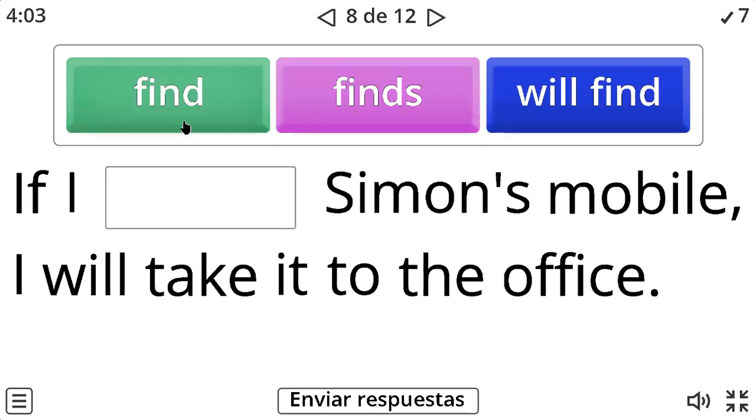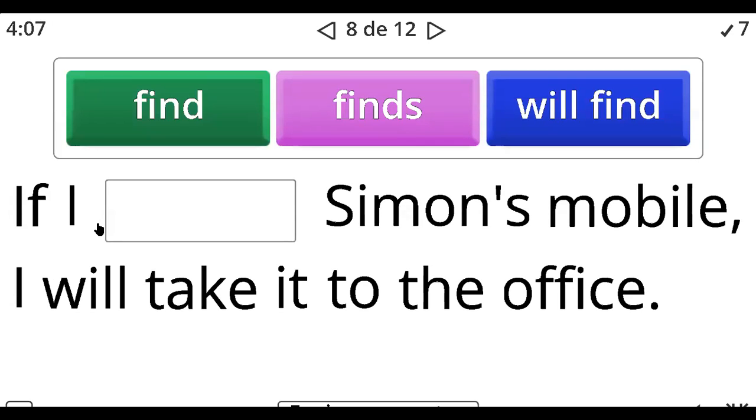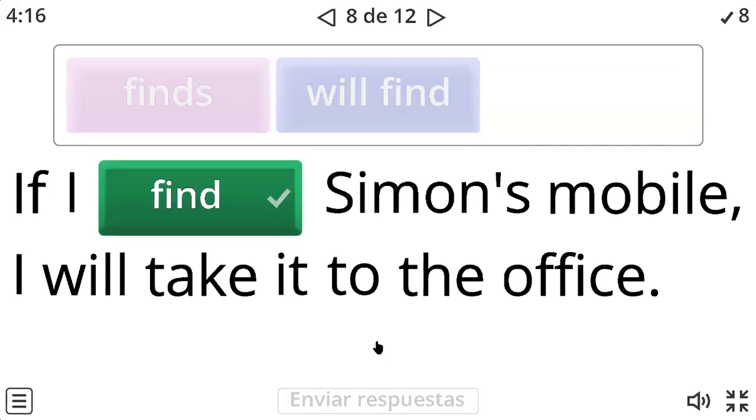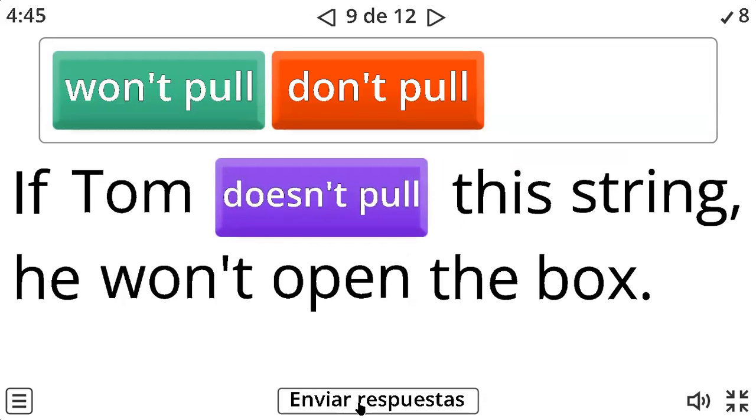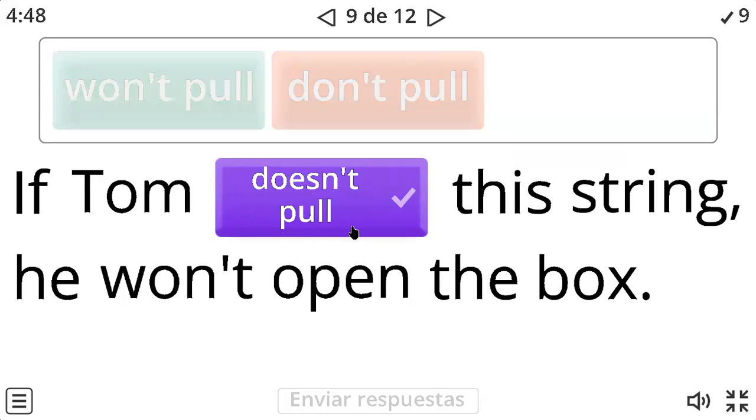Sentence eight. What do you think? If I will find. Okay. How about this one? If one pull, don't pull, or doesn't pull this string. Doesn't pull. Okay, let's check that. Doesn't. Remember, simple present and then future.